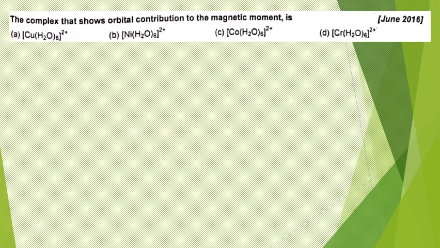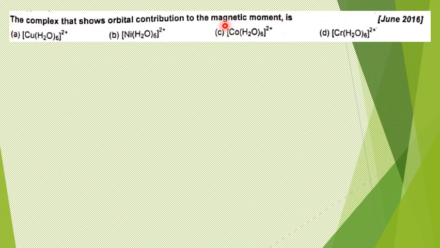Next, the complex that shows orbital contribution to the magnetic moment. Again, this is the same thing. You can just understand the importance of this orbital contribution, right? So the only point, definitely there are other methods. Sometimes even if this is the ground state, then orbital contribution will be there, or if this is the ground state, orbital contribution will not be there. In that way also this orbital contribution can be explained.